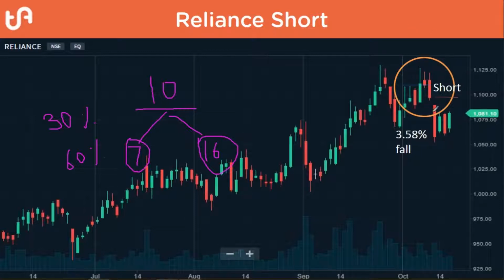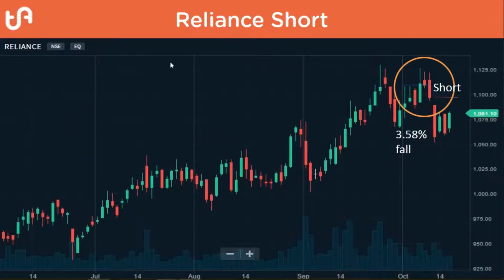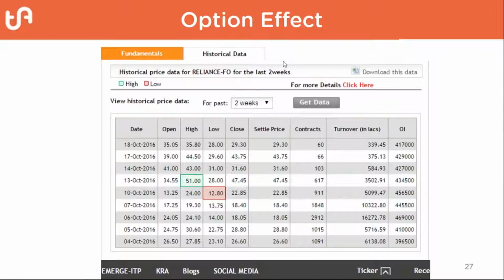So in this case, we would have seen that 60% coming on the same day. I think, I'm not sure, it could have taken 2 days. Let's take a look how long it took. Alright, so here you can see this was on the 10th of October. The low of this day was 12.8 and the closing was 22. Let's say you go ahead, you bought the put at about 20. Okay, so the next day price opened at 34.